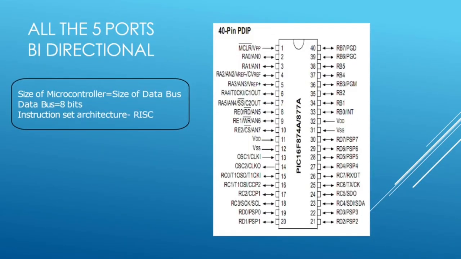You can see the PIC microcontroller architecture block diagram. It is a diagram representing the 40 pins of different types. You can see each pin name on the left side and right side. You can see VDD and VSS on left and right side. You can see the input and output pins. The size of the microcontroller is equal to the size of the data bus, and the data bus is equal to 8 bits, and the instruction set architecture is RISC.